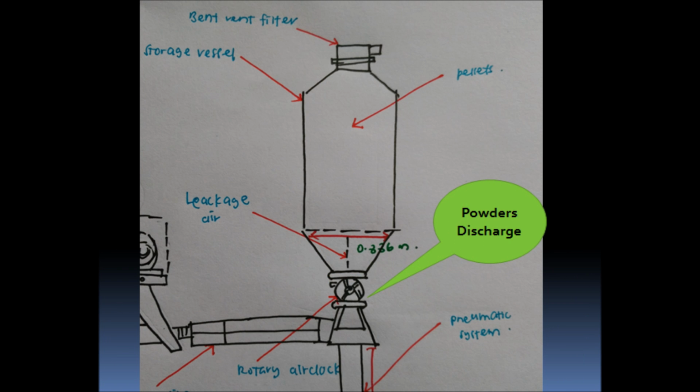This is a diagram of the hopper design. From the data calculated, we can determine that the minimum size of the outlet dimension of the hopper is 0.886 meter. The powder discharge is then passed through the pneumatic transport.